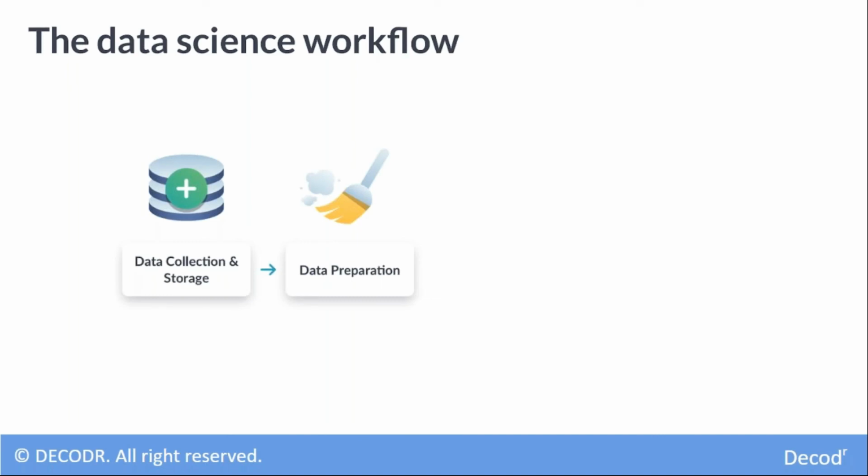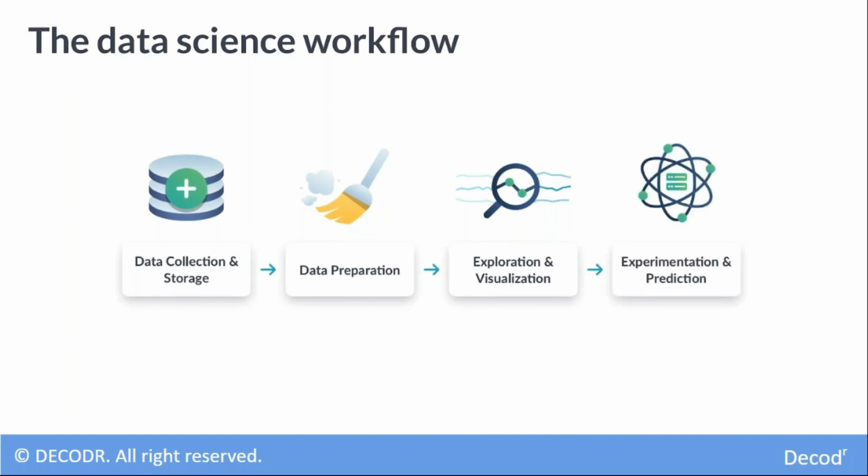So the next step is to prepare that data. This includes cleaning data, for instance, finding missing or duplicate values and converting data into a more organized format. Then we explore and visualize the cleaned data. This could involve building dashboards to track how the data changes over time or performing comparisons between two sets of data.